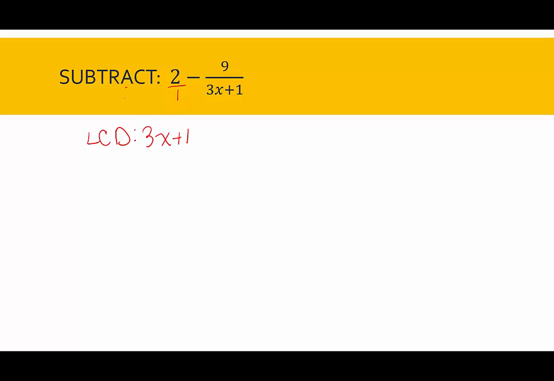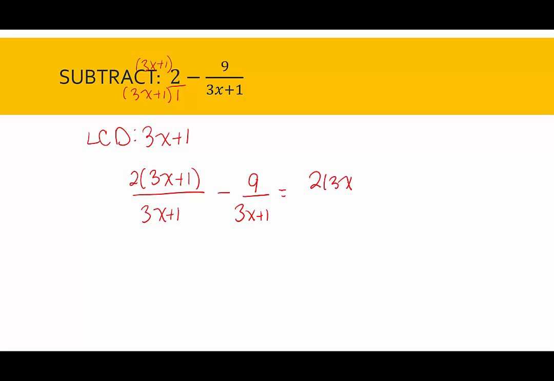So we're going to multiply by 3x plus 1 so that we have that in this denominator. Multiply by 3x plus 1. And this already has the denominator. So we have 2 times 3x plus 1 divided by 3x plus 1 minus 9 over 3x plus 1. We can go ahead and combine. This would be 2 times 3x plus 1 minus 9 over 3x plus 1. And now we can distribute. We get 6x plus 2 minus 9 over 3x plus 1.